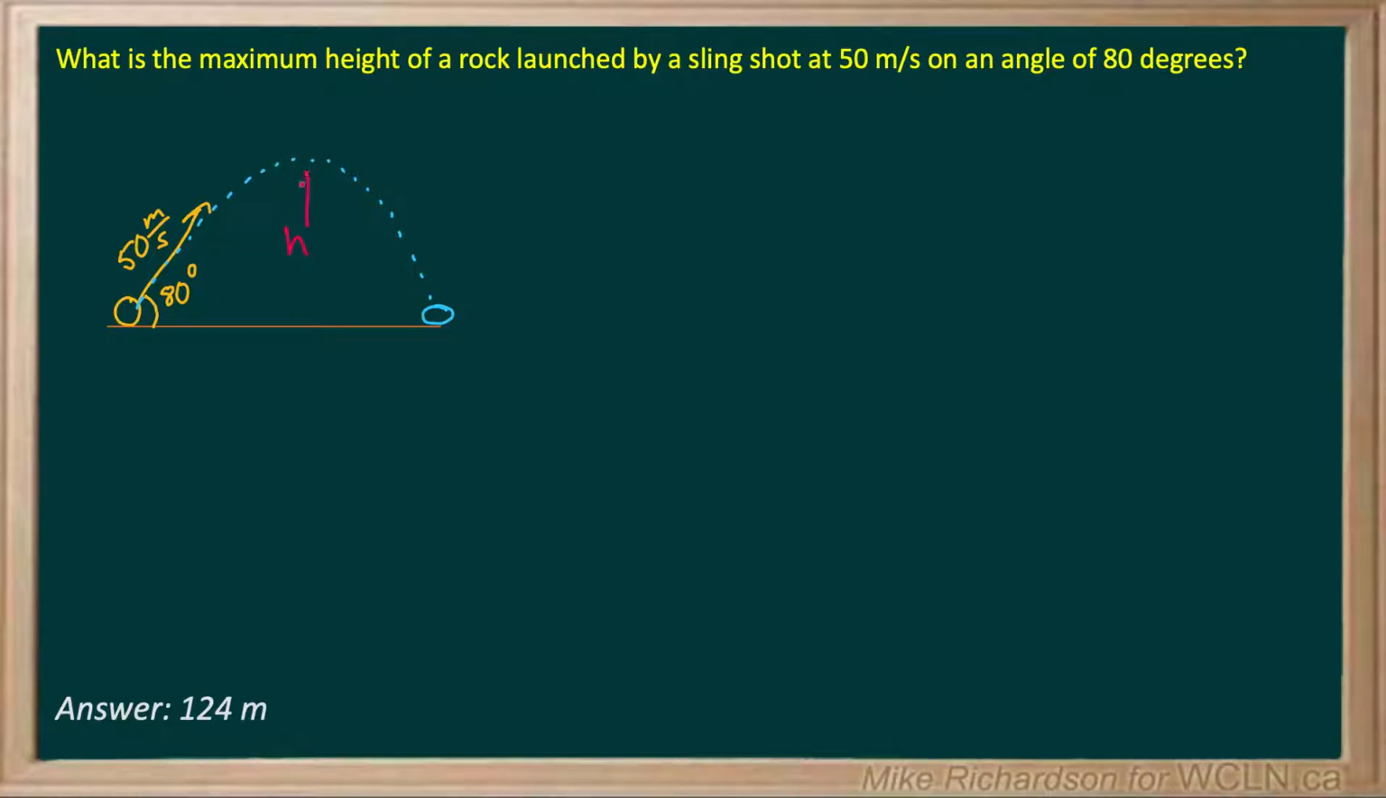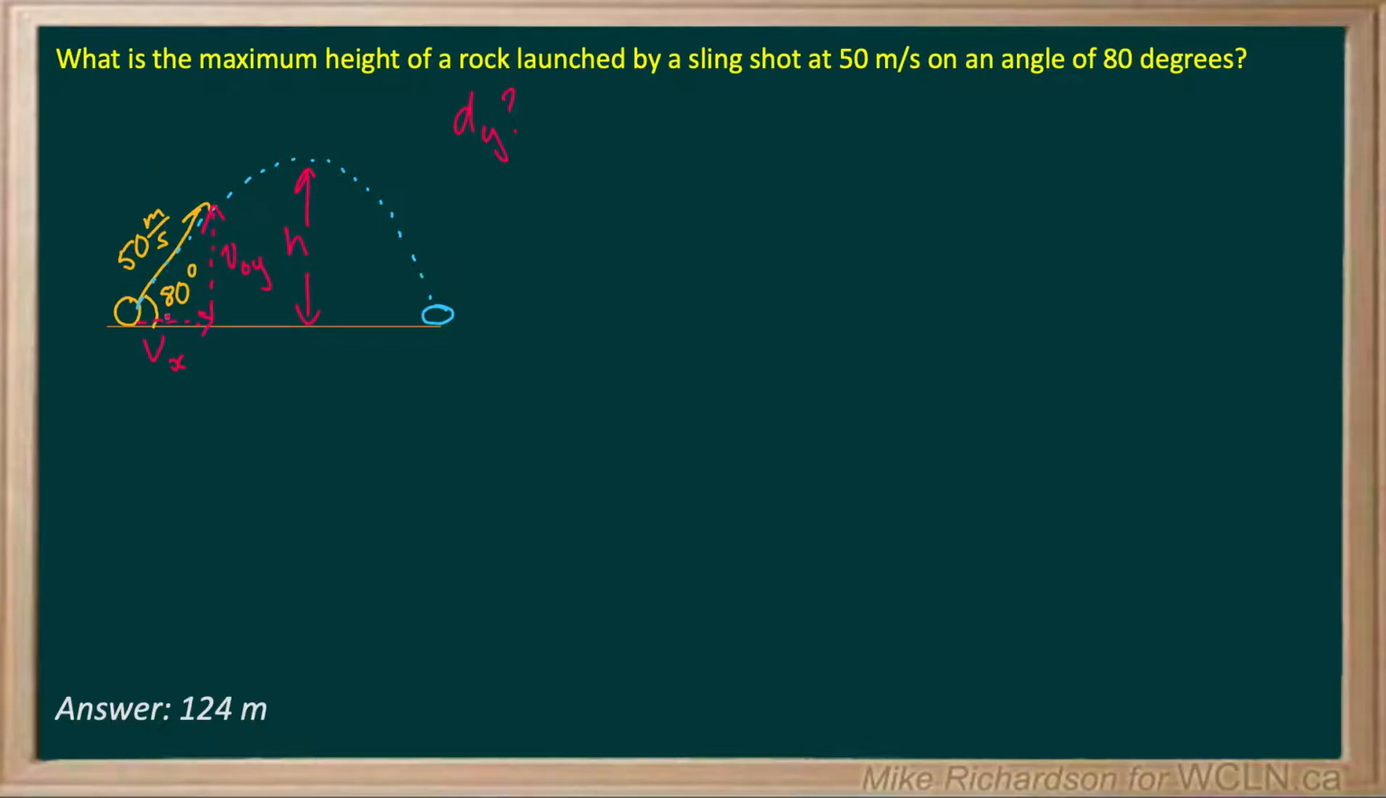Right at the apex, vertical height. So really what we're looking for is dy. Trying to find dy. Now, as usual, when you've got a velocity that's at an angle, your first step is to always break it down into its two components. There's an x component and a y component.